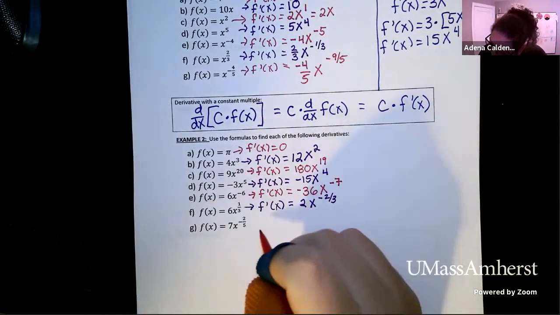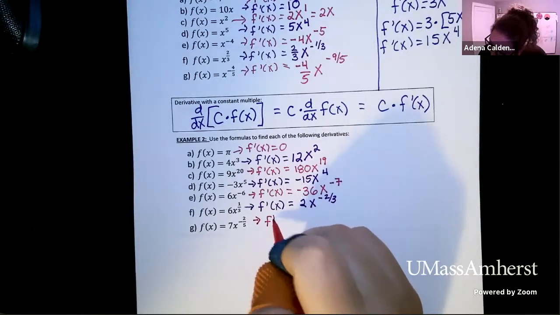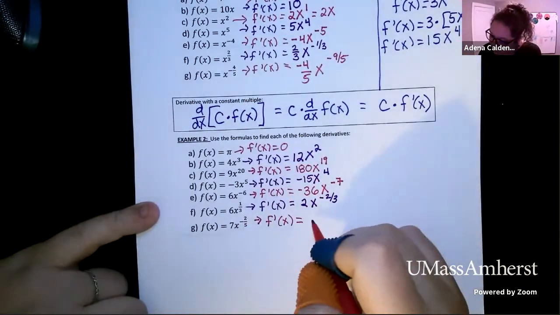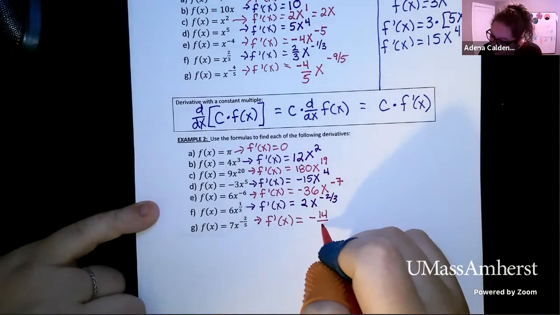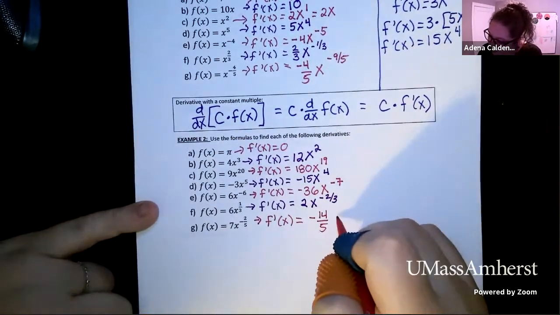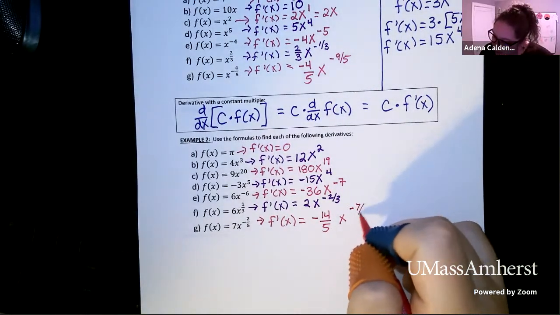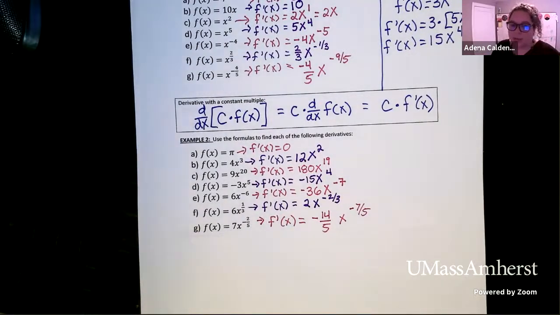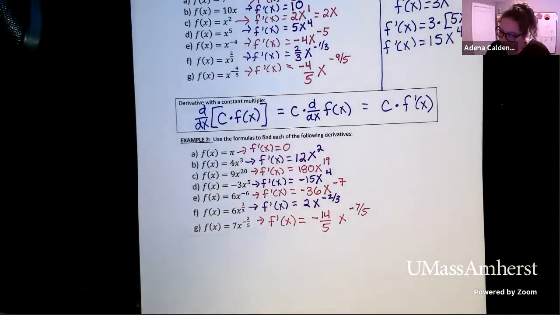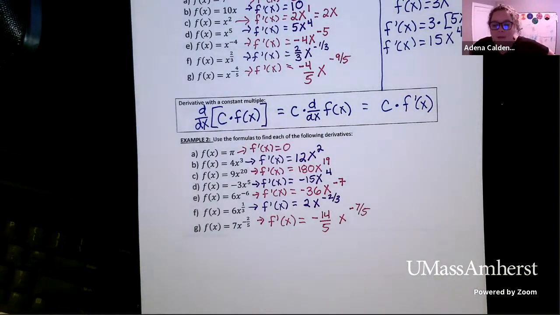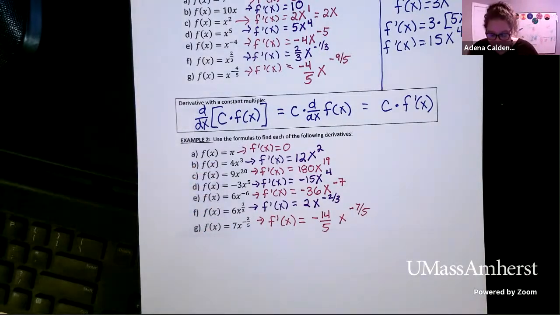For part G, we have 7x to the negative 2/5. So again, the negative 2/5 will come down in front, and I'll get negative 14/5 x. And now I have to subtract 1 from the power, giving me negative 7/5. Okay, so we have to be extra careful with fractions. It's really easy to lose negatives or fractions or things like that as we go along. So we're just going to make sure that we pause and double check any of our fractions or negative powers. So that's how our constant multiple rule works.